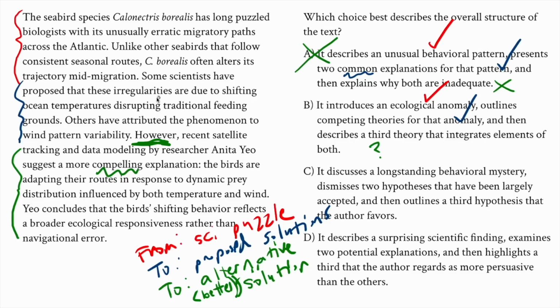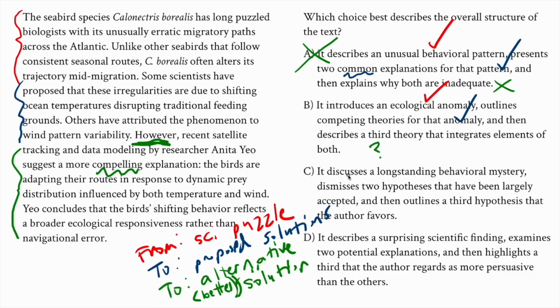So what does the first one say? They're due to shifting ocean temperatures. The second one says that they're due to wind pattern variability. This says no, they are adapting their routes in response to dynamic prey distribution influenced by both temperature and wind. But their shifting behavior reflects a broader ecological responsiveness rather than navigational error. So I would still leave that question mark there. See if we can find something better. If not, it might have to be B.